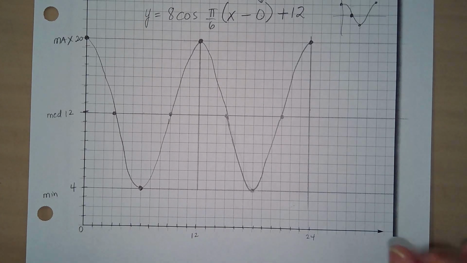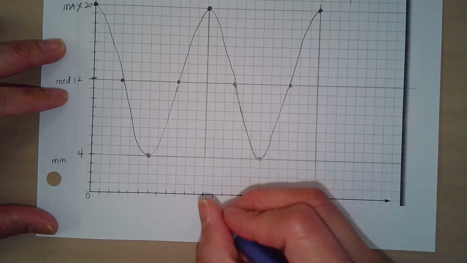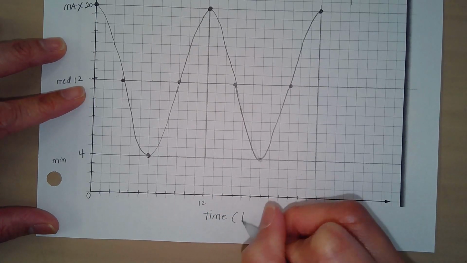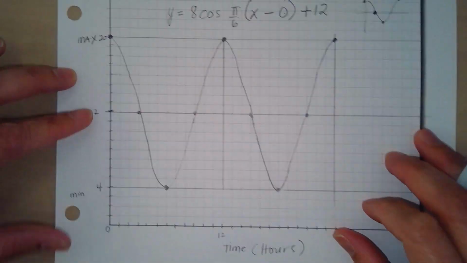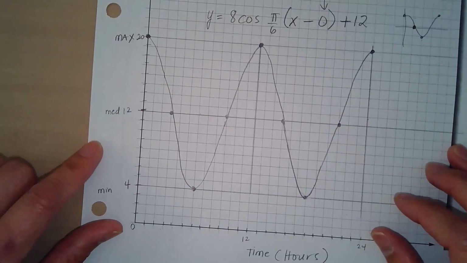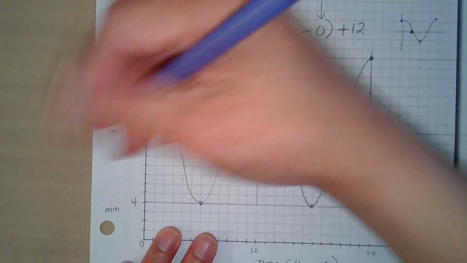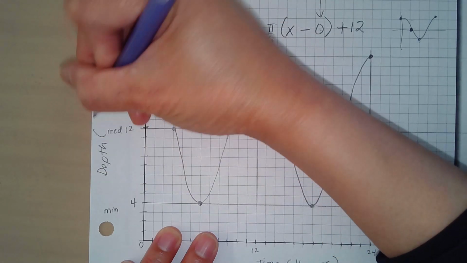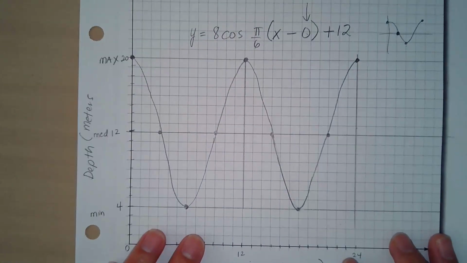Labels, yeah. So what's the labeling for the x? Time. Time is measured in hours. And what's the y? Depth, right? The d, which is the depth. And it's measured in meters.